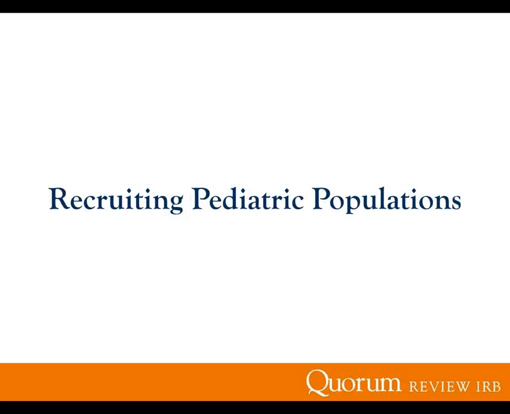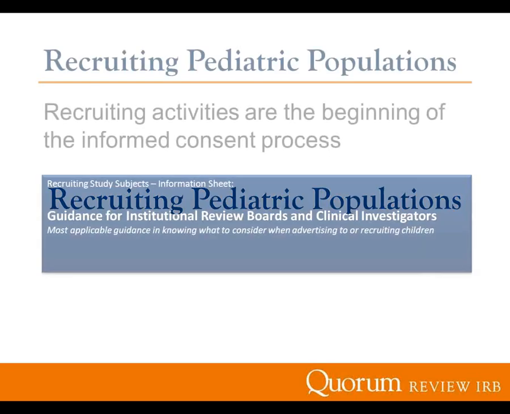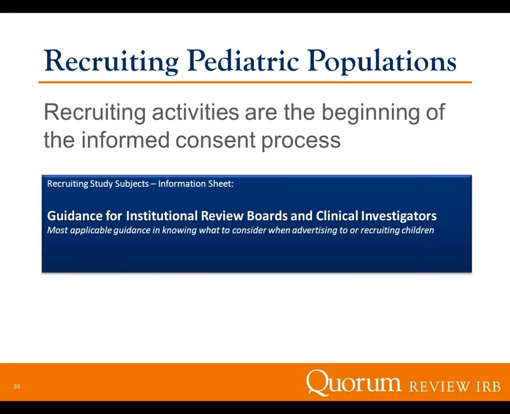So that was talking about research that's actually permitted by the regulations, research that the IRB can approve. So let's say your research can be approved. The next step is you need to know how to recruit pediatric populations and what regulations apply and how that works. I think we're all aware that recruiting activities are the beginning of the informed consent process. Because of that, the IRB must review advertisement and recruitment materials.